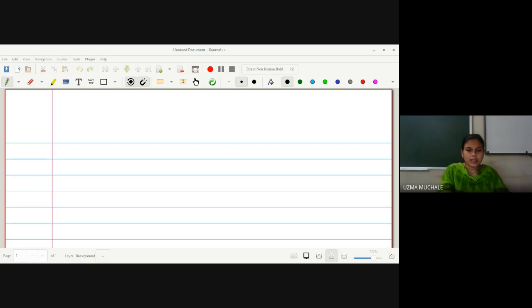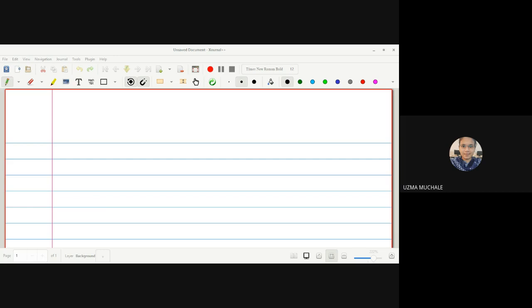How many have solved it? If everyone has solved it, you need not solve this. If not, I can solve this one. Yeah, let me solve this one.